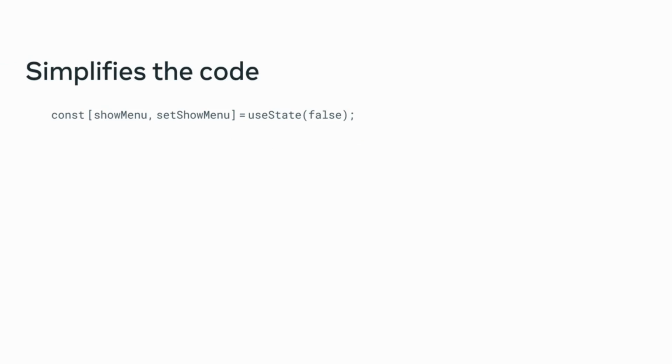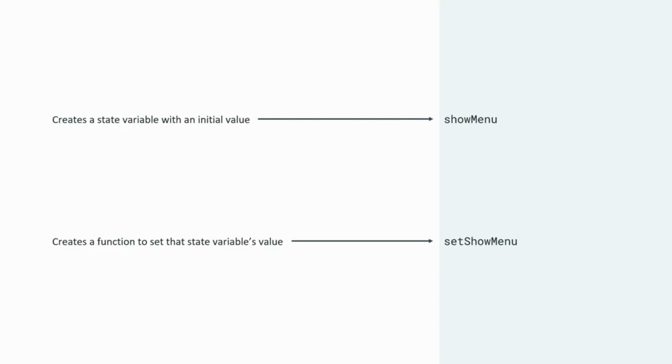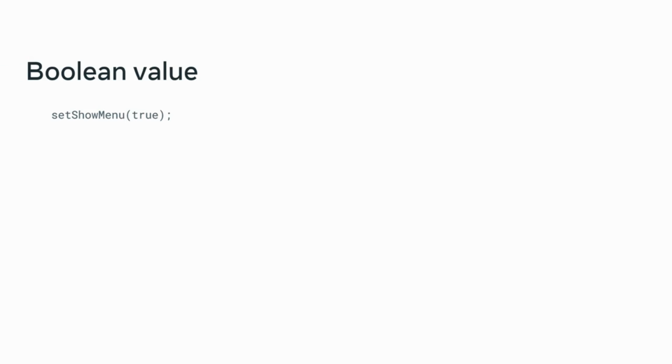Since it's more confusing and tedious to access the array items by index, array destructuring is preferred, and it significantly simplifies the code. You now have a new state variable called showMenu. The useState then sets the initial value of showMenu as false. So to summarize, calling the useState hook does 2 things. It creates a state variable with an initial value that represents the current state, which in this example is showMenu, and it creates a function to set that state's variable value, which in this case is setShowMenu. The function setShowMenu is used to update the value of showMenu by passing the Boolean value to it.